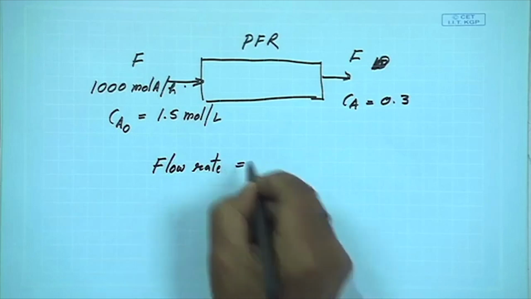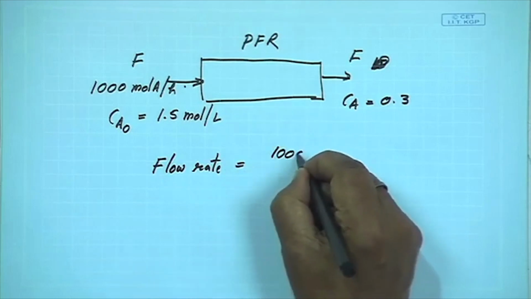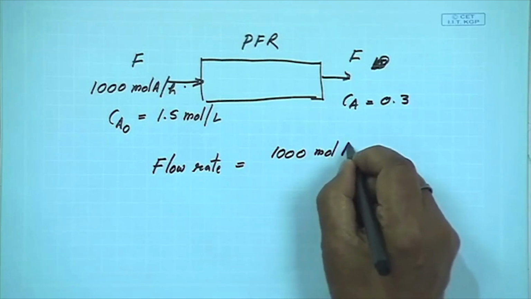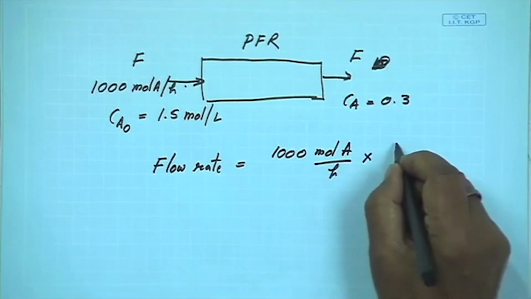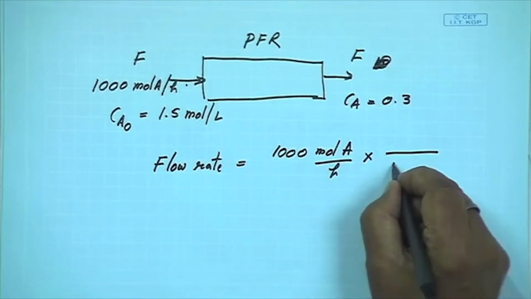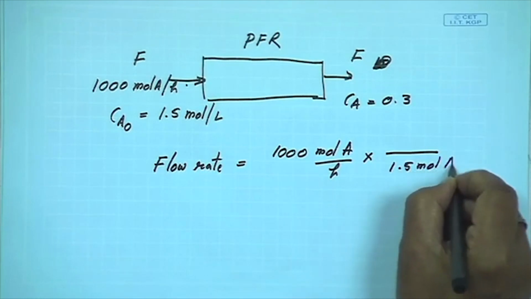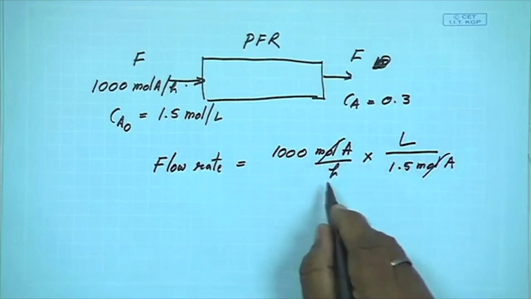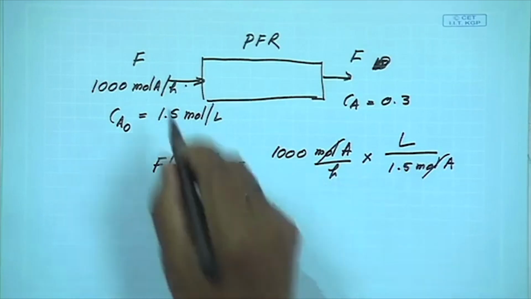Flow rate is equal to 100 mole of A per hour, and if you divide by Ca0, Ca0 is what? 1.5 mole A per liter. Am I right? The mole per liter and mole per liter will cancel, and it will come out as liter per hour. And this flow rate will be the same.